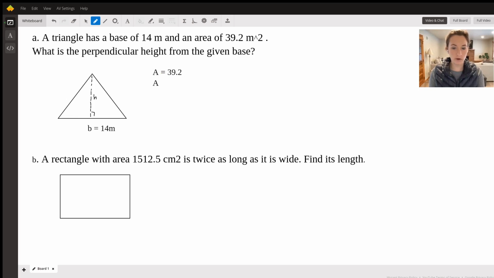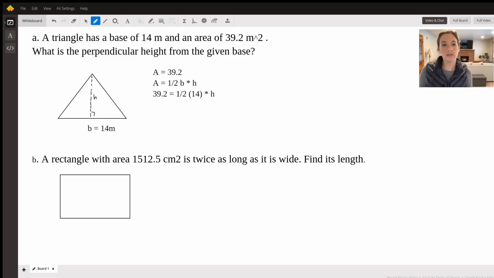So I also know the area formula for a triangle is 1/2 of the base times the height, or base times height divided by 2. Some of you might do it that way instead. That totally will work as well. We know the area is 39.2. So what we're going to do is plug in the 39.2 for A. We're going to leave our 1/2. We're also going to plug in our base of 14 that we know, and we're trying to solve for h.